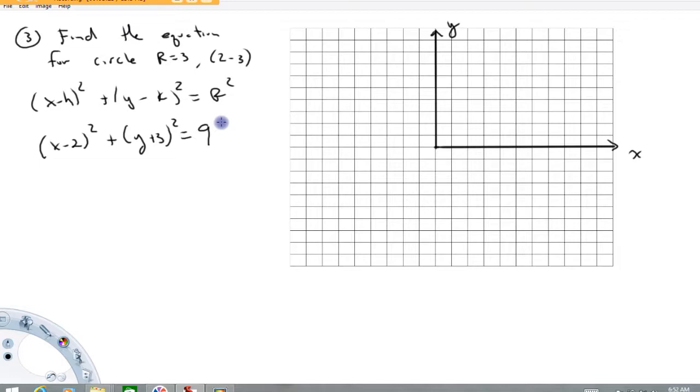Now it says to sketch it, so I'm going to go ahead and go to the center. Let's see, 2, negative 3. 2 over, 1, 2, 3 down. I'm going to put a green dot there, because this is, again, not actually part of the circle. This is just a point we're going to use to sketch. Now the radius is 3, which means if I go 3 over, 1, 2, 3, there's a point, 3 up, 3 left, 3 down.